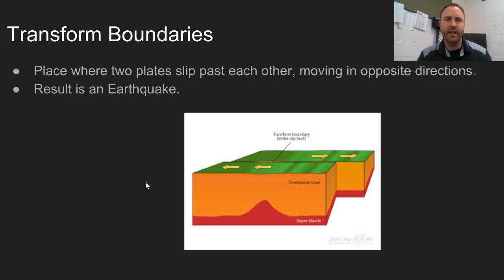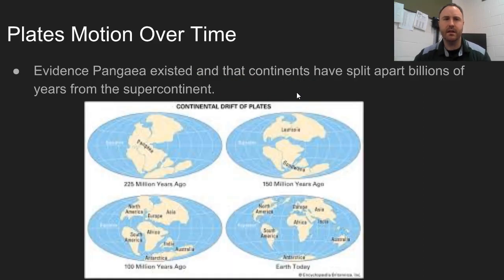Another one is the transform boundaries. This is where two plates are going to slip past each other and they're going to move in the opposite direction. So before we saw that they pull away or they collide with each other. These two are just sliding and moving past each other, and as they do that, it is going to result in an earthquake. And so this is what the plates have looked like over time.